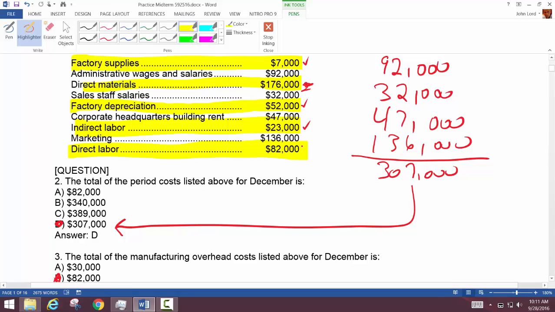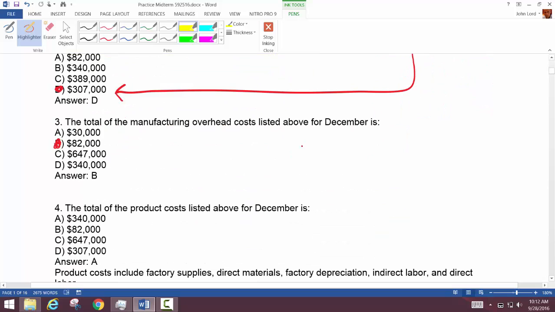So you got your factory supplies, which is overhead, your direct materials, which is one. So we got 7,000 plus what? 7,000 plus 176,000. You got them already? Yeah. What do you got there? 340,000. 340,000, which is A? Yep. Okay, good. So we got our direct materials, our direct labor, our manufacturing overhead, right?